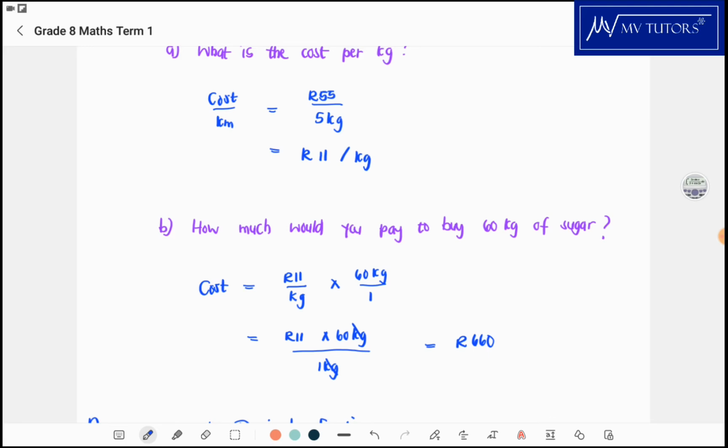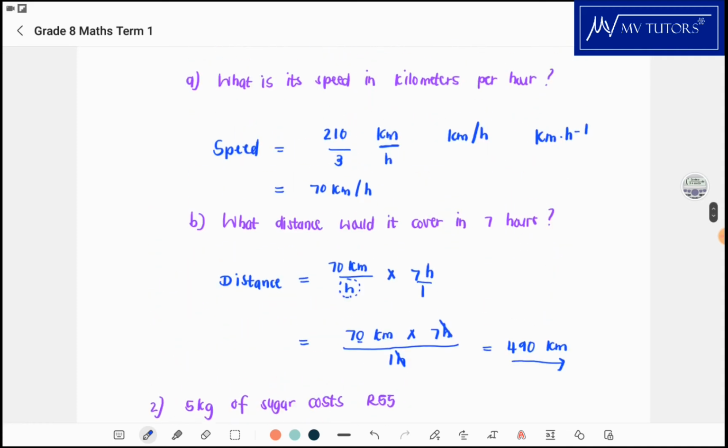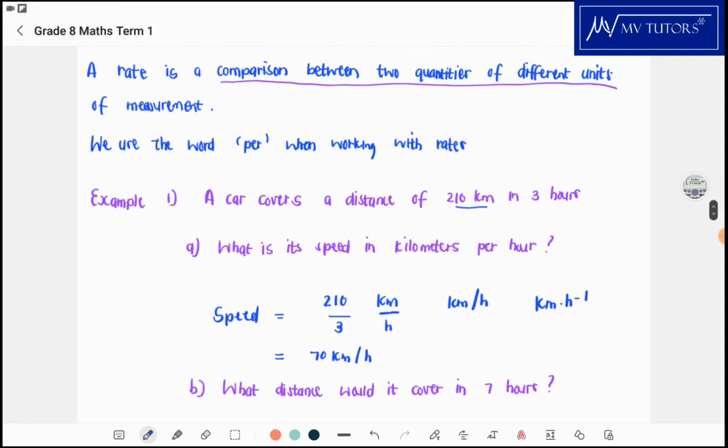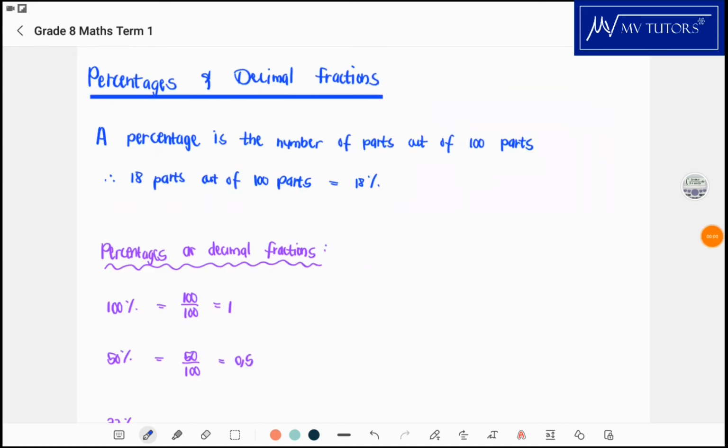How much would you pay to buy 60 kg of sugar? That is a lot of sugar. I mean, 60 kilograms is someone's weight. So yeah, 660 rand. And that is it for the topic of rate. That's something that you just need to be aware of. A comparison between two quantities of different units of measurement.